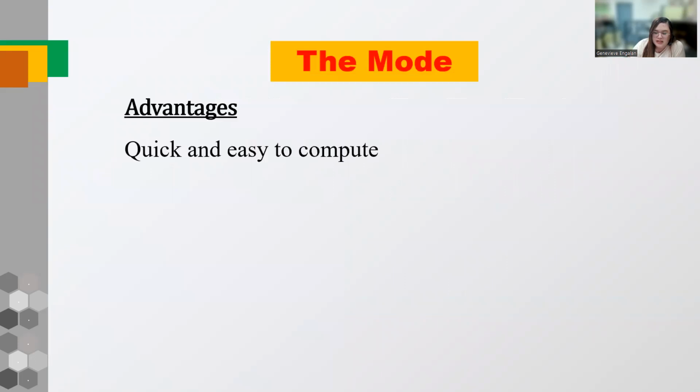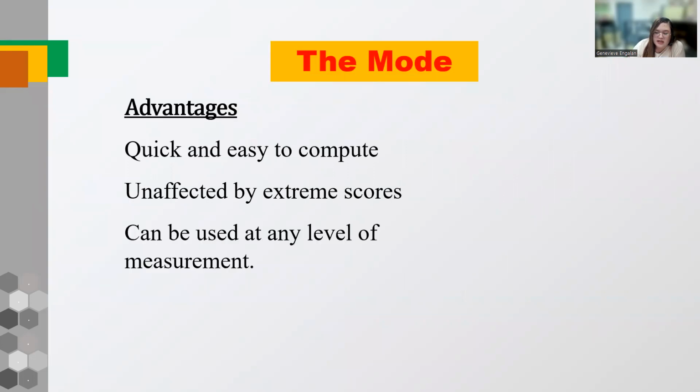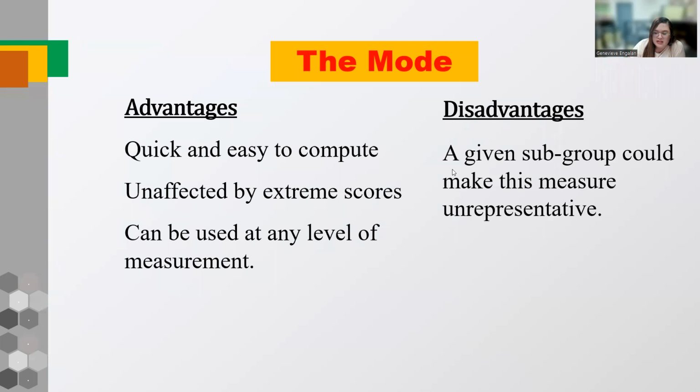The advantage of the mode is that it is quick and easy to compute. It is easy to see which is most frequent, right? It is unaffected by extreme scores and can be used at any level of measurement. The disadvantage is that in a given subgroup it could make this measure unrepresentative. It looks only at the majority and does not see the minority, so it cannot represent the minority in a subgroup.